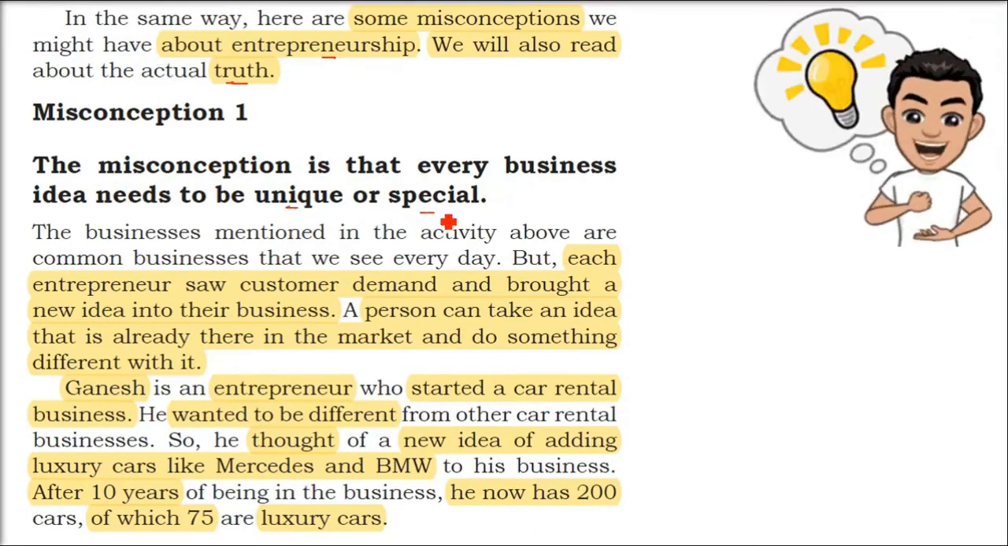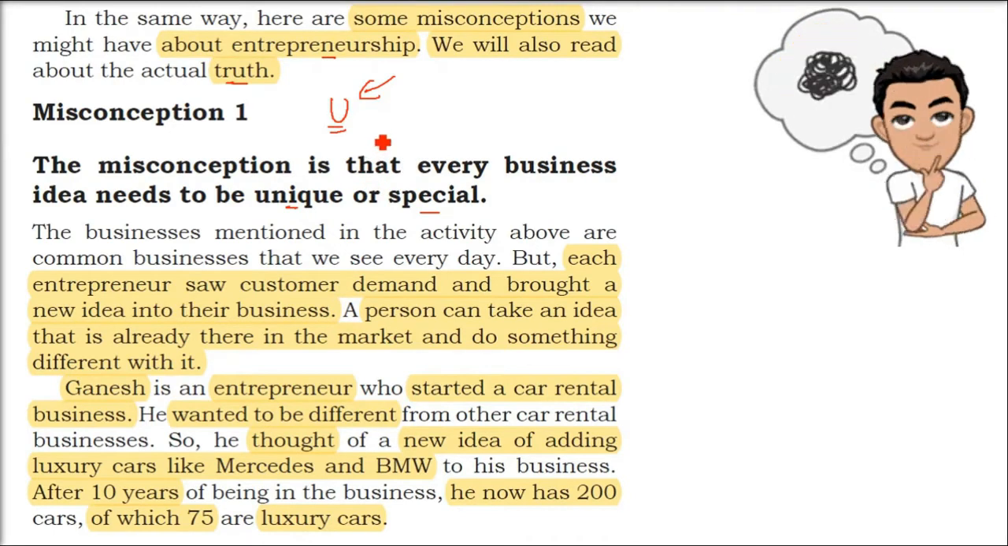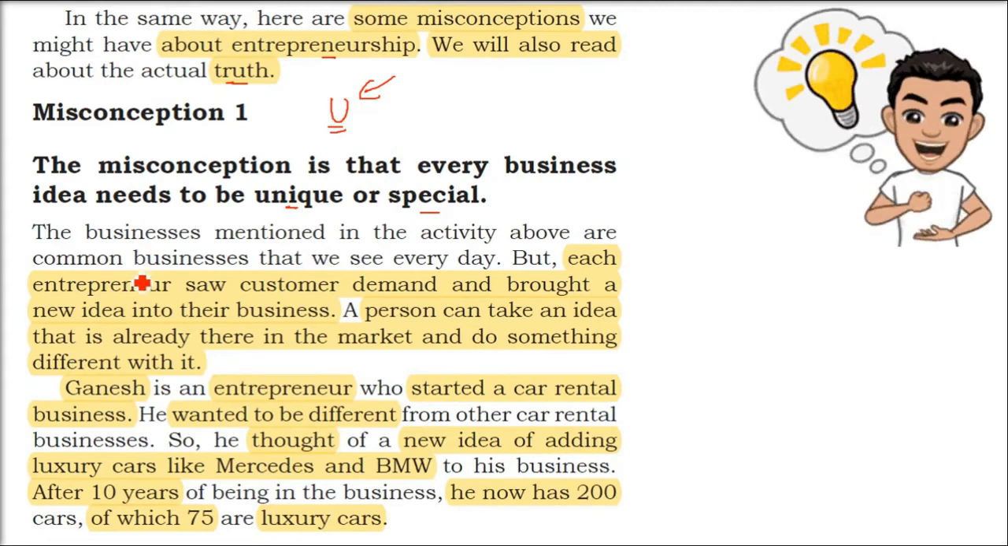If you don't have any unique or special idea, then you are not an entrepreneur and you are not doing any entrepreneurship. Okay? For example, Uber was already there. It was a success. Why did Ola come? The idea was already there. The thought was already there.